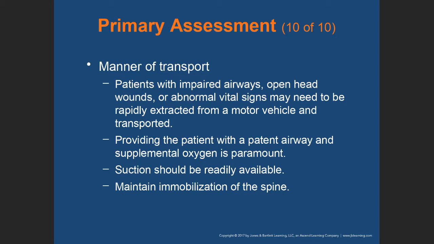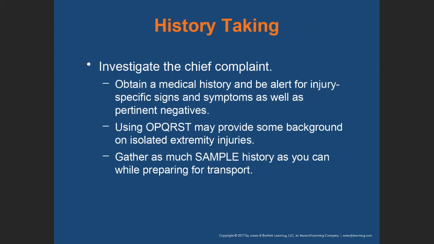Manner of transport. Patients with impaired airway, open head wounds, or abnormal vital signs may need to be rapidly extricated from a motor vehicle and transported. Providing the patient with a patent airway and supplemental oxygen is paramount. Suction should be readily available, maintaining immobilization of the spine based on your protocol.